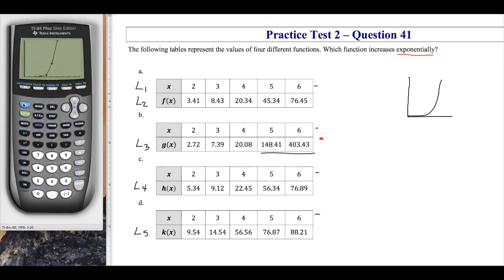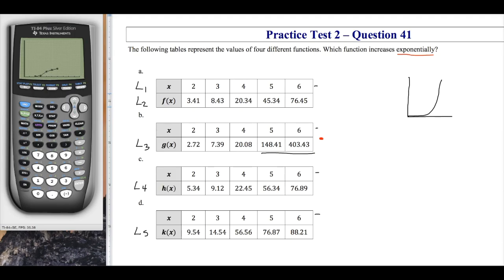Hit second, stat plot, 1, arrow down to Y list, and hit second, L4. This is your h of x values. Hit graph. Increasing but not exponentially. For k of x, second, stat plot, 1, arrow down to Y list, hit second, L5, and graph. Again, increasing but not exponentially.